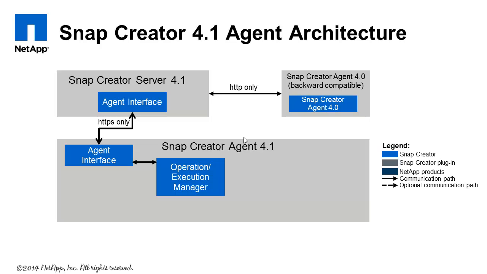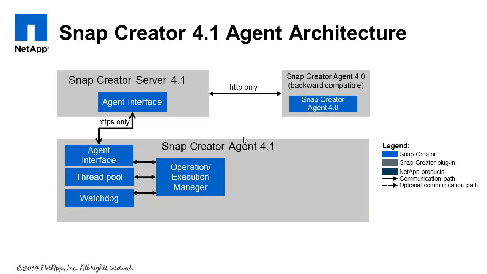The central component of the agent is the Operation Execution Manager. The Operation Manager takes care of the incoming, outgoing, and completed requests. The Execution Manager is responsible for executing these requests. The thread pool consists of worker threads and is used to execute multiple tasks. This determines the number of concurrent operations in flight at any given time.